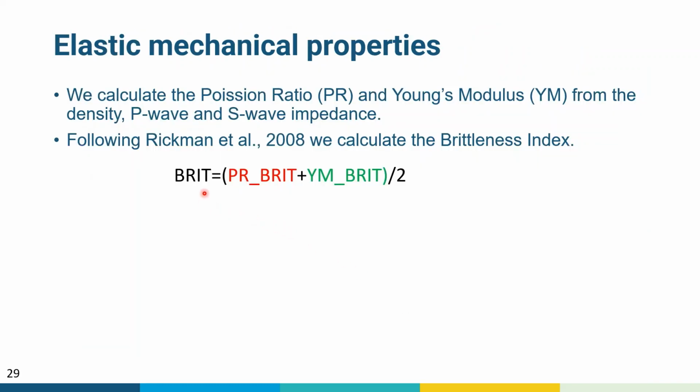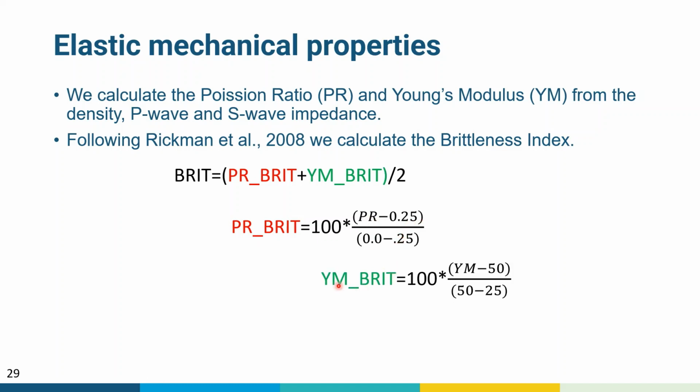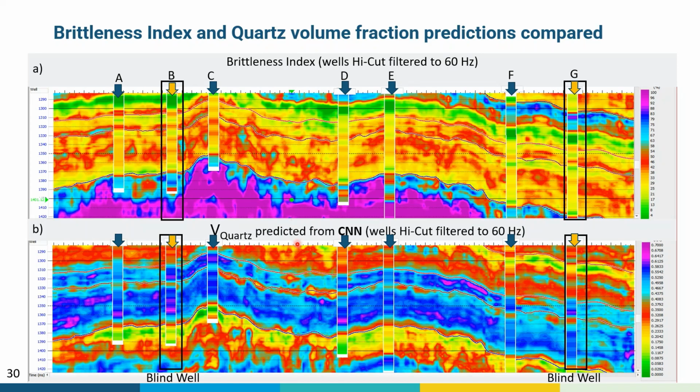We'll compare this last estimate, that of the quartz volume, with the brittleness, and we calculate the brittleness following Rickman, where we first calculate a brittleness due to the Poisson ratio, and it's essentially just normalizing the Poisson ratio, normalizing the Young's modulus to calculate a brittleness value, and then averaging the two of these in order to calculate the brittleness. So the top shows the brittleness, the bottom shows the volume of quartz, and areas with higher values, that is the reds or the deeper blues, would be the better areas in determining where to drill.